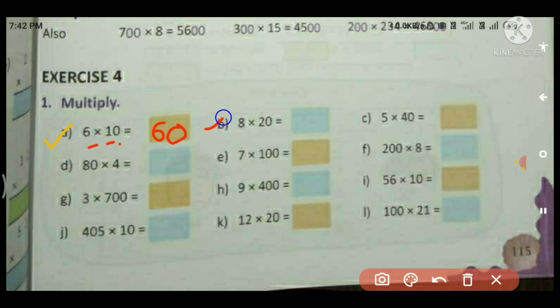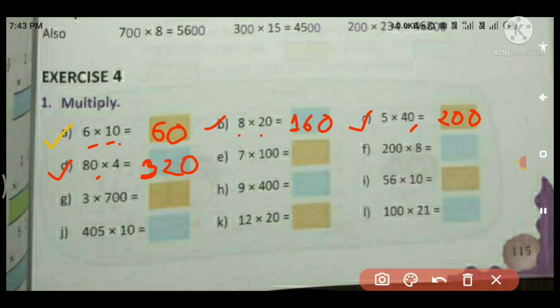Now see the B part. 8 and 2 are the numbers, right? So 8 into 2 will be how much? 16, and we'll put one 0. Now see the C part. 5 4s are how much? 20. Now we'll put this 0 here, right? Now see D part. 8 4s are how much? 32, right? And now we'll put this 0 here.